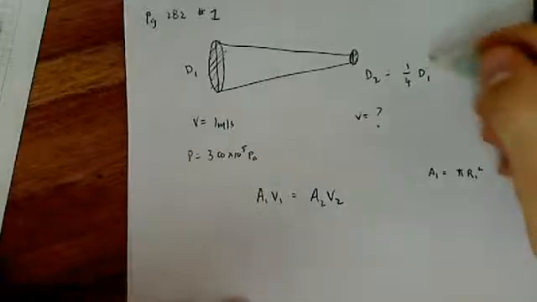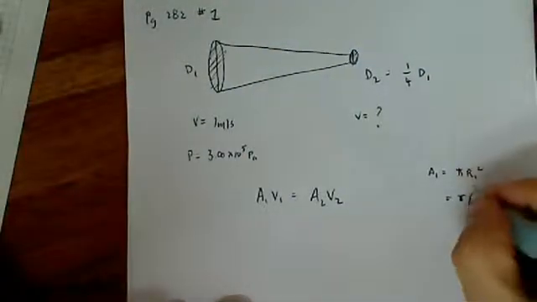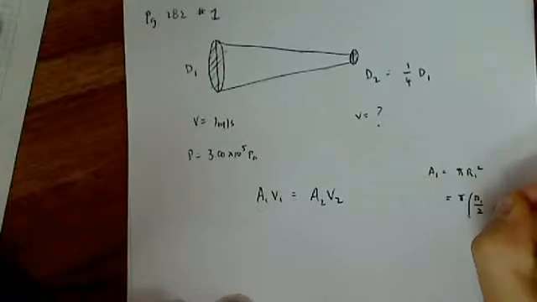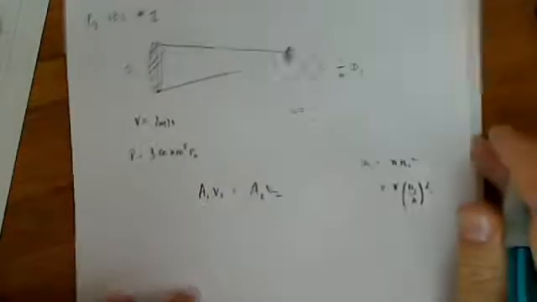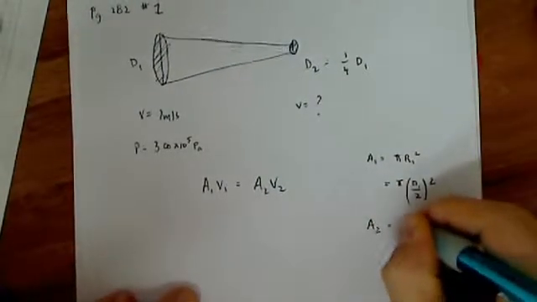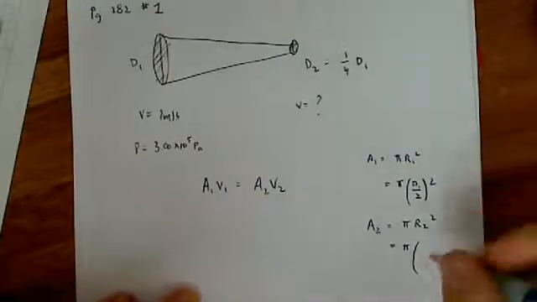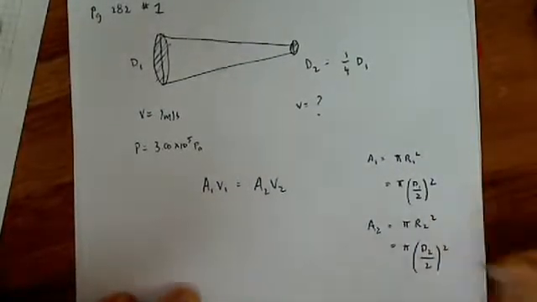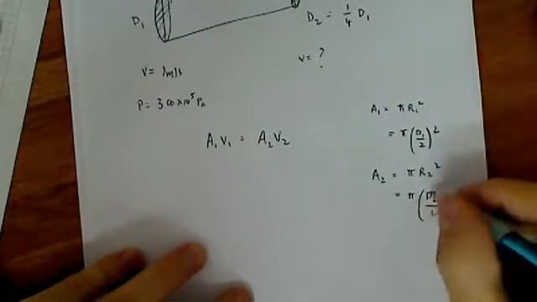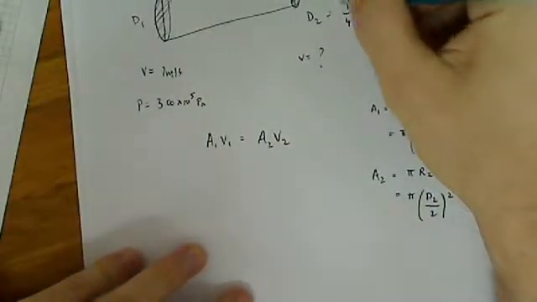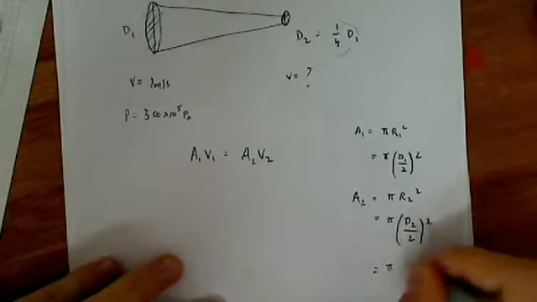Now, let's put it in terms of diameter, because that's what we have. To get from diameter to radius, I just divide my diameter by 2. So A1 is pi times (D1 over 2) squared. I could do the same with A2: pi R2 squared, where R2 is D2 over 2. Now I can relate A1 and A2. We have a D2 here, and I know that my new diameter is 1/4 of my old diameter, so let me sub that in here.